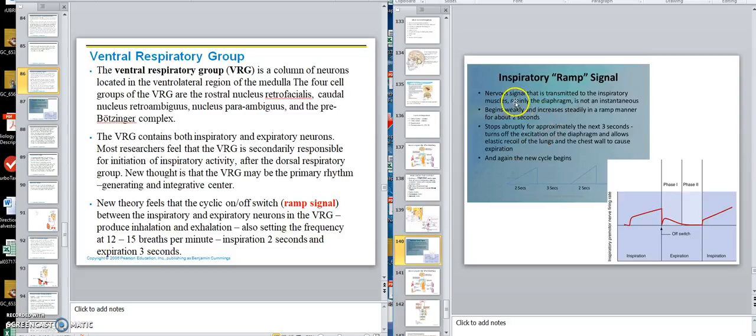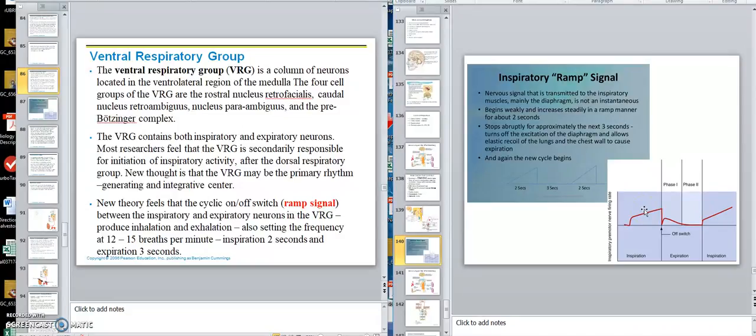Inspiratory ramp signal, nervous signal that's transmitted to inspiratory muscles. Remember that's the diaphragm, external intercostals, mainly the diaphragm. It is not instantaneous. It begins weakly and increases steadily in a ramp manner over about 2 seconds. And now that's if we're doing 12 breaths per minute. Eupneic breathing. Stops abruptly. So it increases. Now when it increases, what it really means, increase in the frequency.